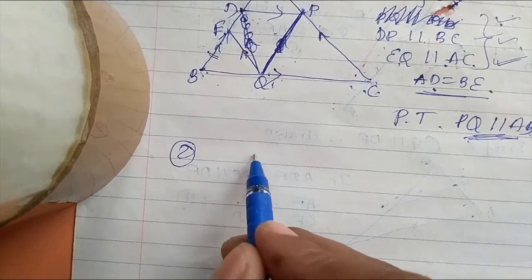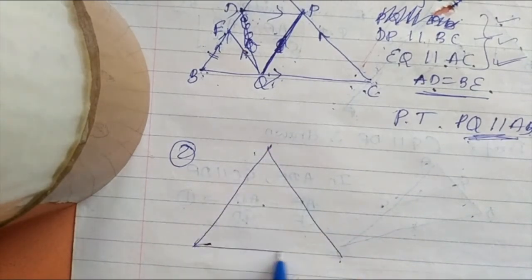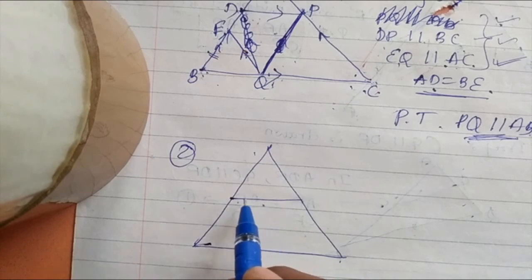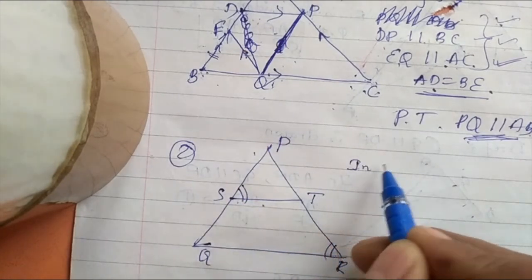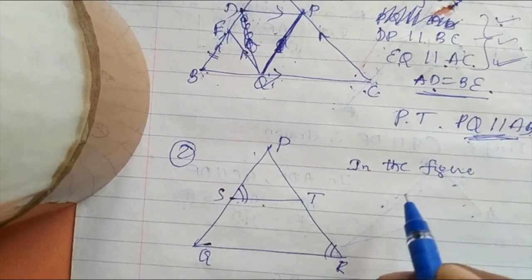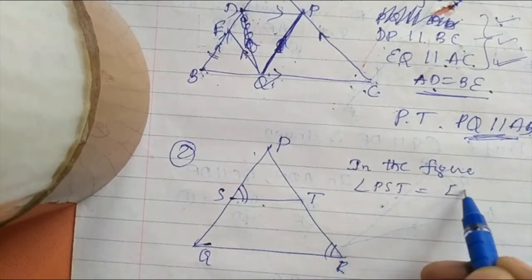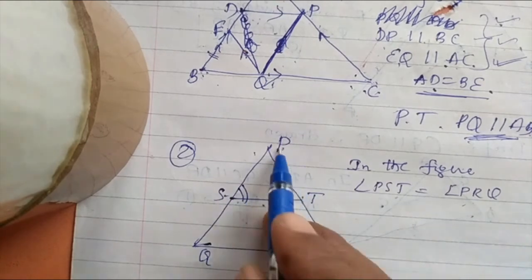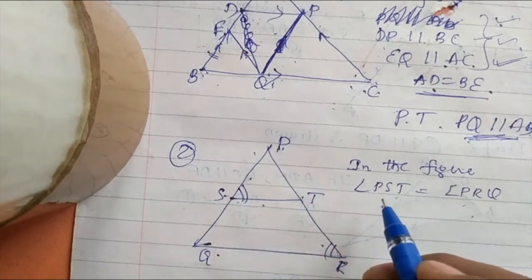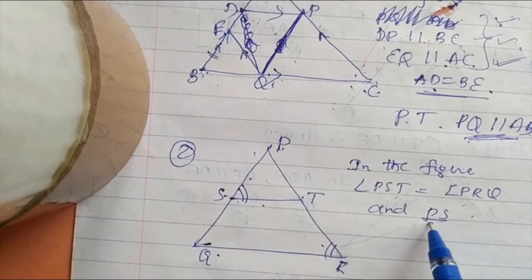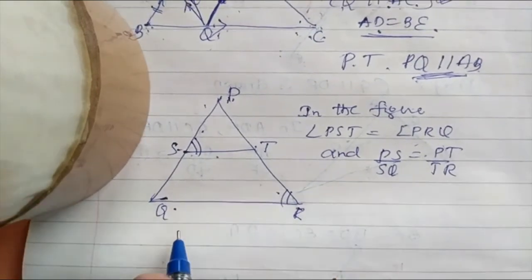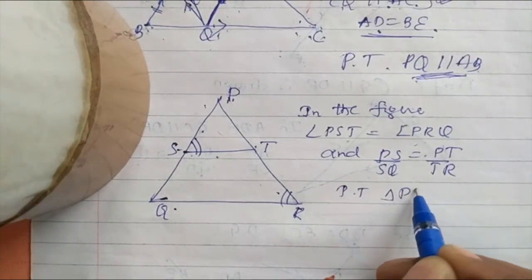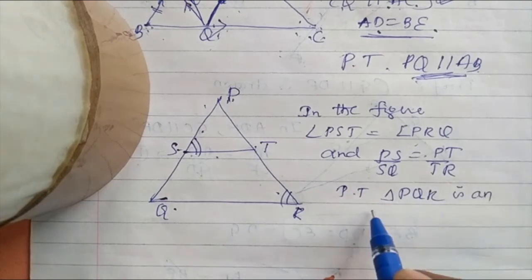Question 2. In the figure, angle PST is equal to angle PRQ. Already these two angles are equal, given. And PS by SQ is equal to PT by TR. Prove that triangle PQR is an isosceles.